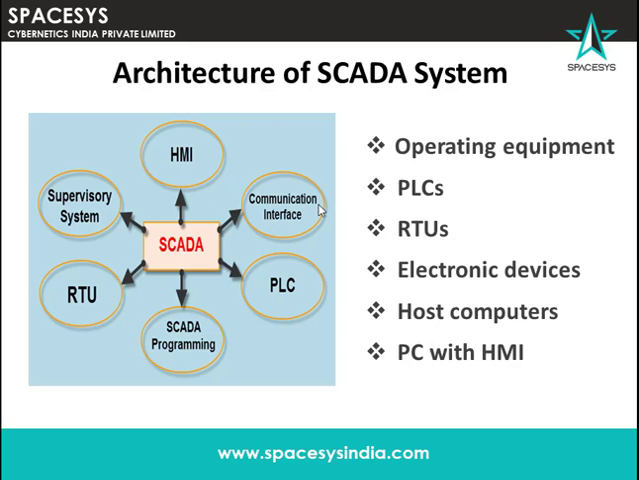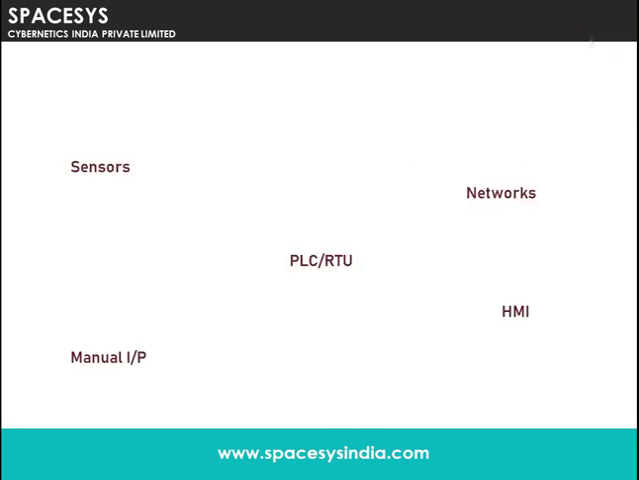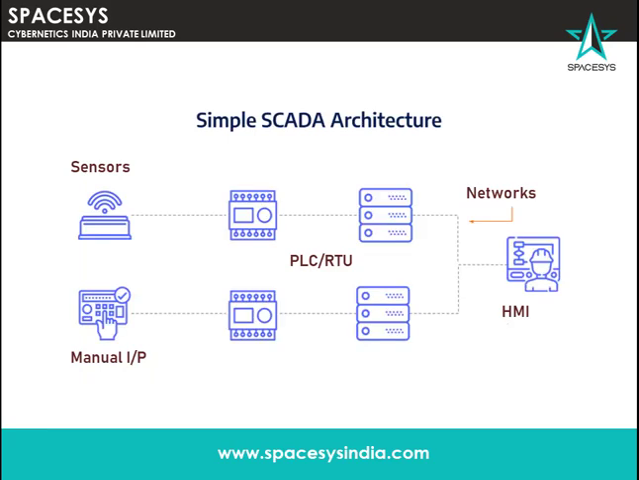Next one is communication interface. Communication interfaces are used for data transmission. They use buses and networks and allow communication between the devices and the controllers. As I explained before, the input data is either manually fed or fetched from sensors, actuators or other input devices, and then the data is sent to PLCs.